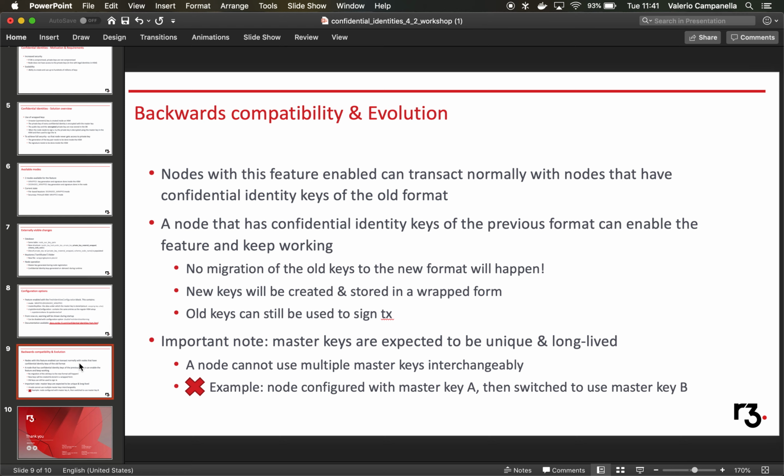I guess the main note to add is that we expect the master wrapping key to be unique and long-lived. So as Dimos was suggesting before, that's something that needs to be either secured in the HSM and backed up regularly. And yeah, that would be it. Okay, fantastic. And we'll try and do more communications around what comes next, either via the blog or another video.